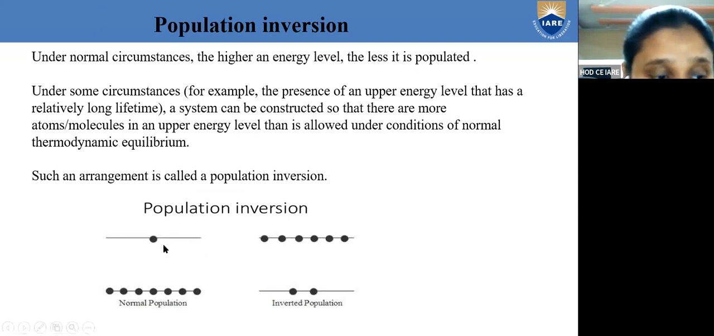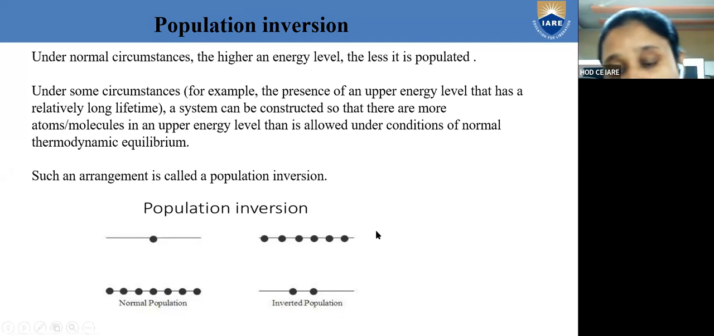So what is population inversion? Generally under normal condition, what is normal condition? When we don't supply any energy. So when we are not supplying any external energy, the population of the lower state will be larger than the population of the higher state. But if I supply energy and make the population of the higher state more than the lower state, then that particular condition is called population inversion, and it is also called inverted population.